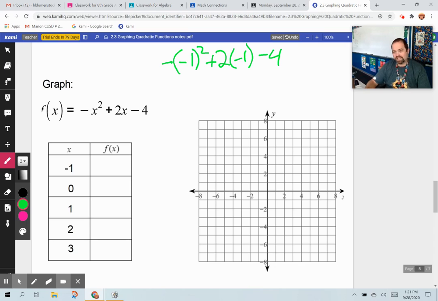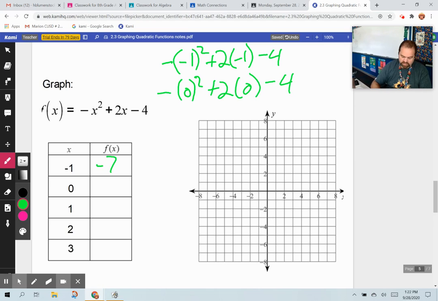Now, if you set this up the way I have it written here, you should be able to type it in your calculator exactly like that. Hit the negative button, parentheses, -1, parentheses, the whole nine yards, which gives me a -7. Okay, I'm going to go through and similarly evaluate when x is 0. And that's going to give me a -4. Okay, go through and evaluate the rest of these: -3 here, -4 here, and -7 here.